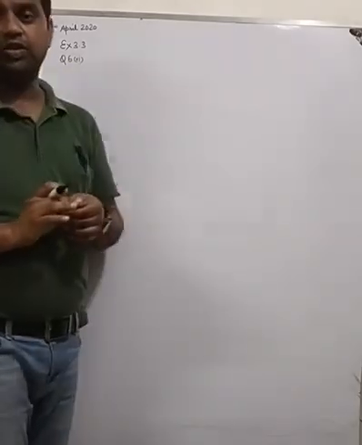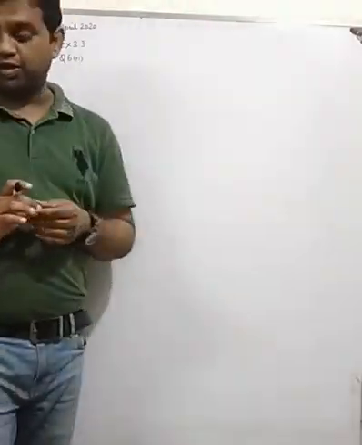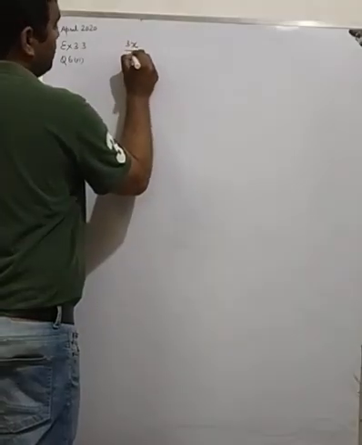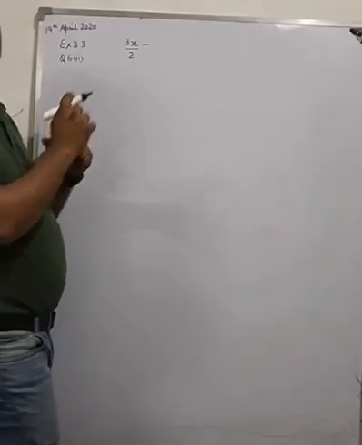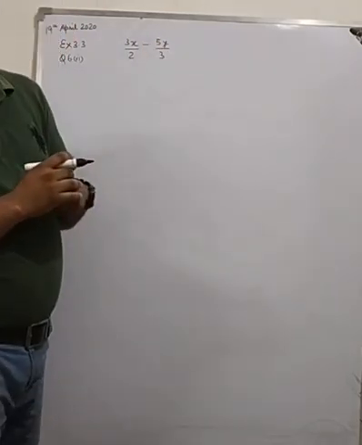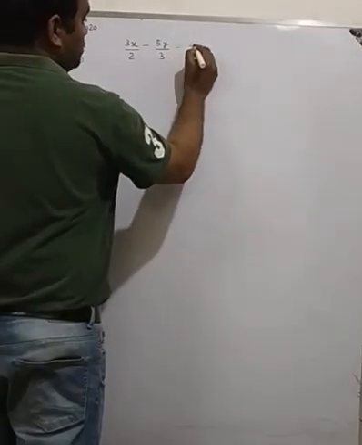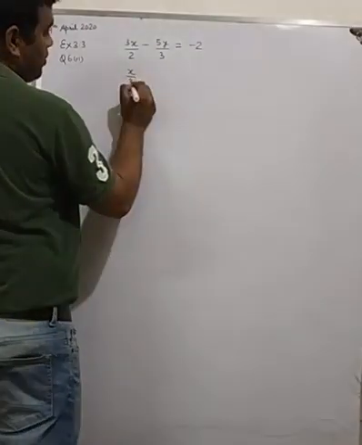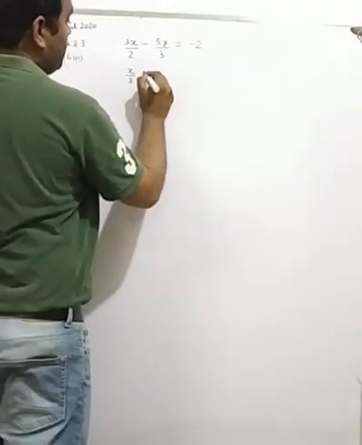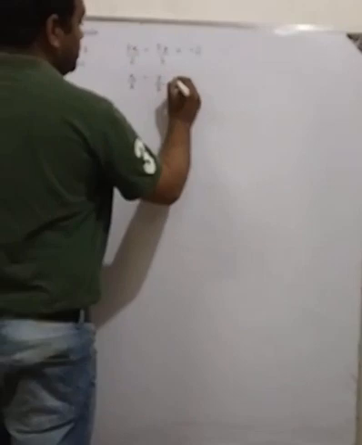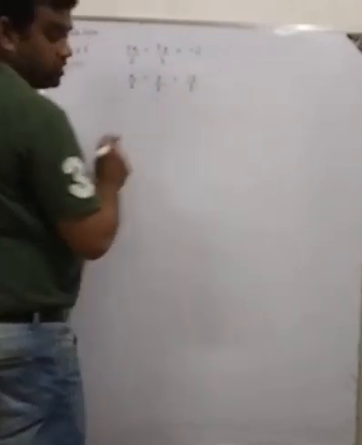and the question is based on the substitution method, and we need to solve this question using the substitution method. The question is 3x by 2 minus 5y by 3 is equal to minus 2, and x by 3 plus y by 2 is equal to 13 by 6.